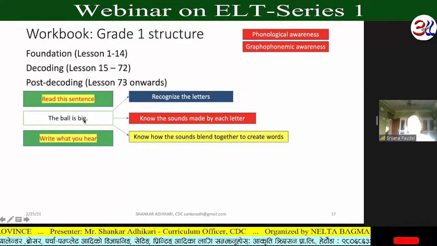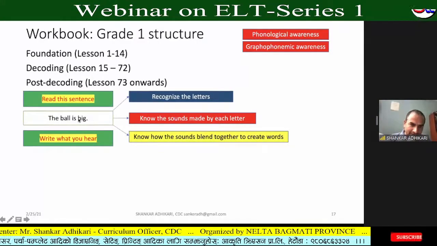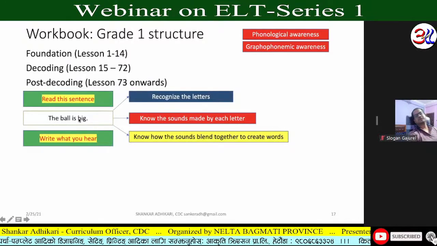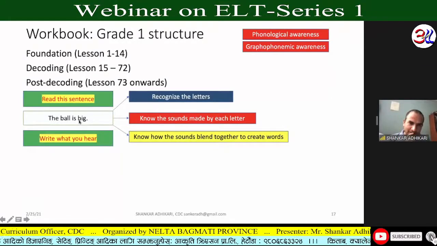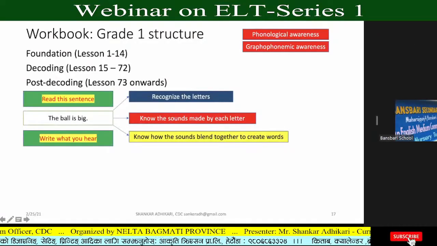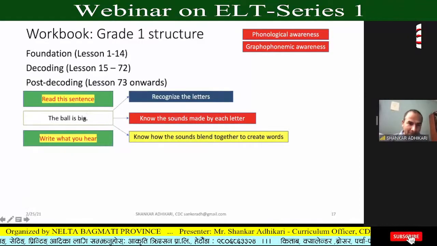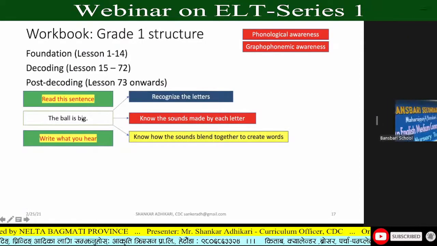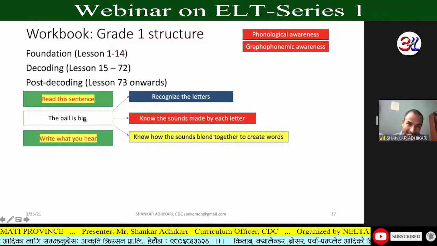So what sound does this make? B. The ball is big. No, no. Can you see the pointer? What sound does this make? B. Okay. What sound does this make?